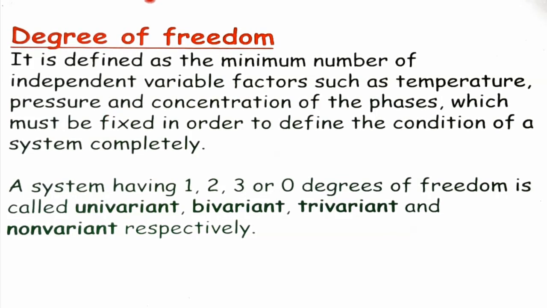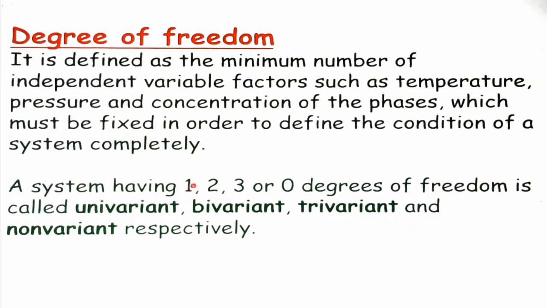So if 2 phases are in equilibrium, say water and water vapors, so this liquid and gaseous phase are in equilibrium, at that time how many variables like temperature, pressure or concentration we can change so that equilibrium will not be disturbed is called degree of freedom. A system having 1, 2, 3 or 0 degree of freedom is called univariant, bivariant, trivariant and monovariant respectively.